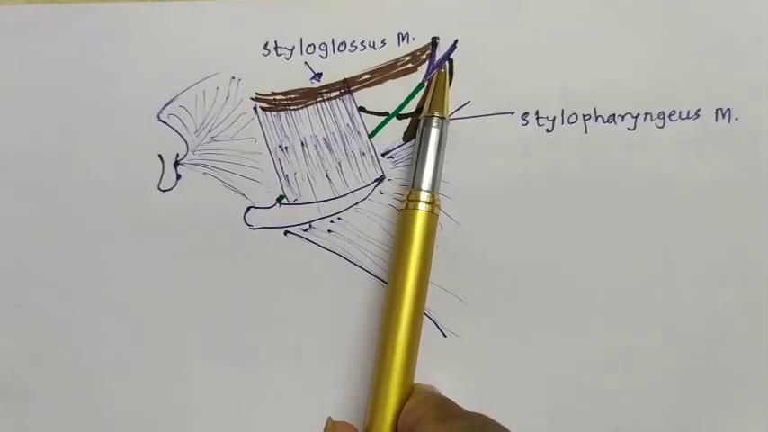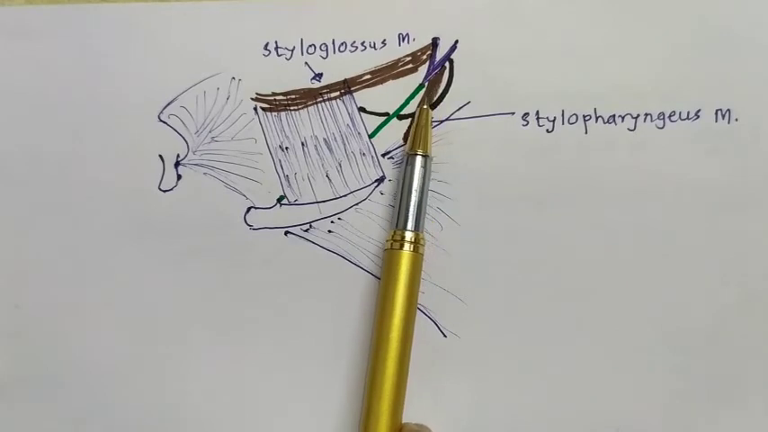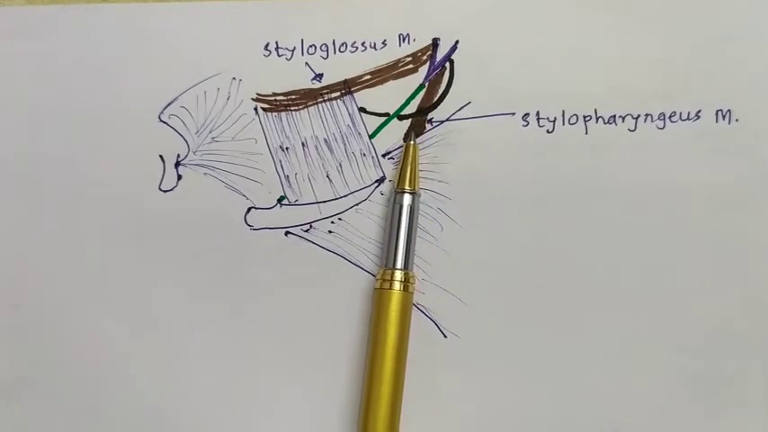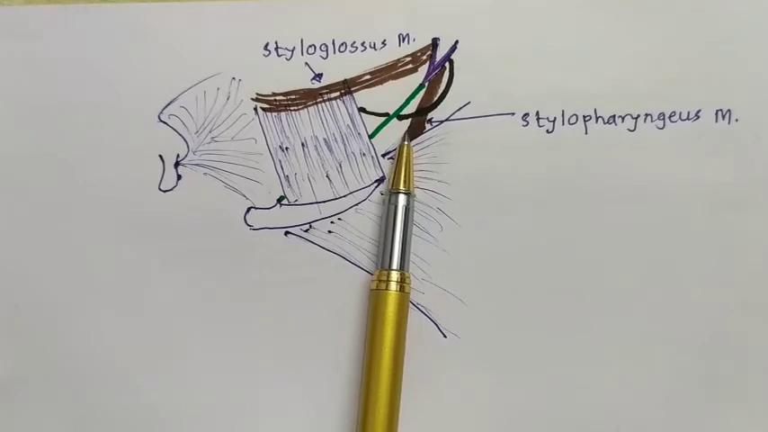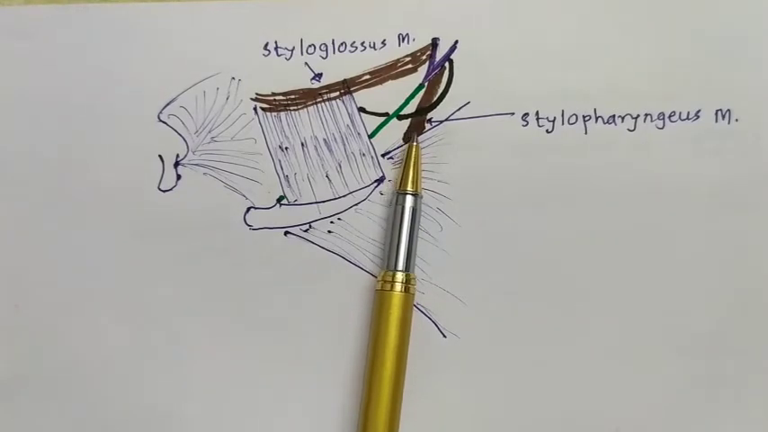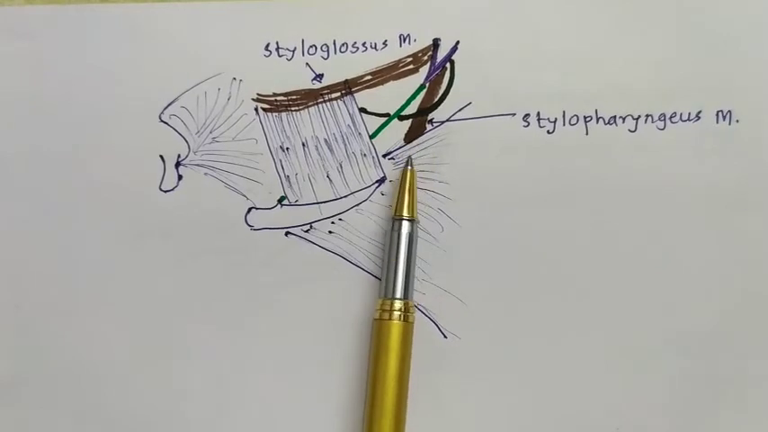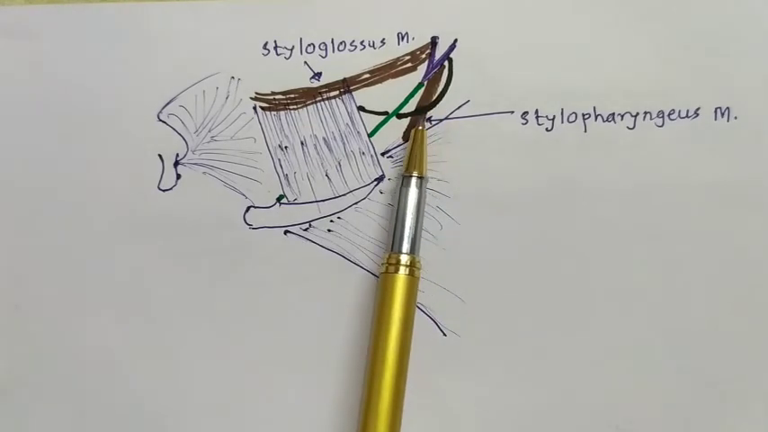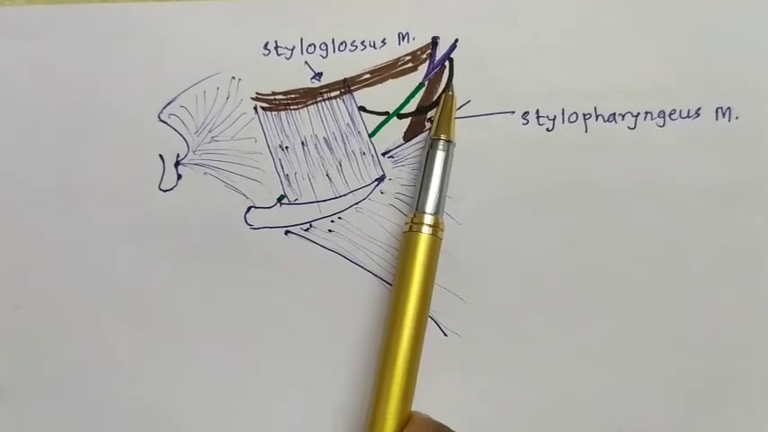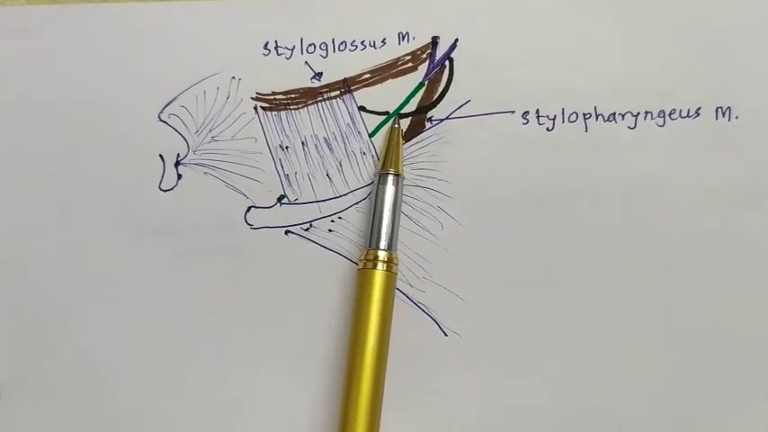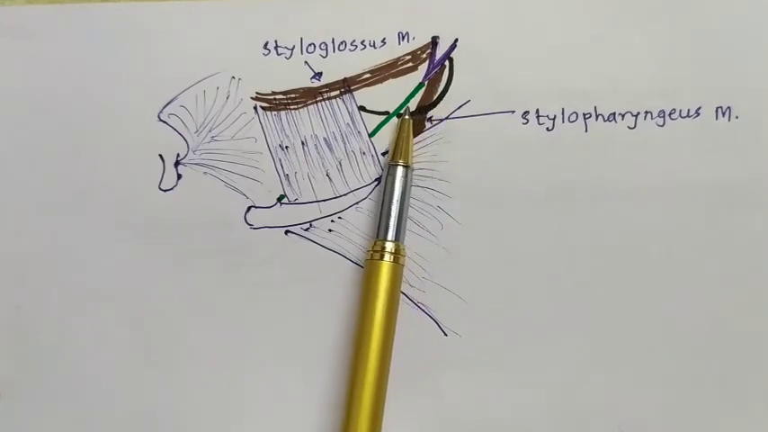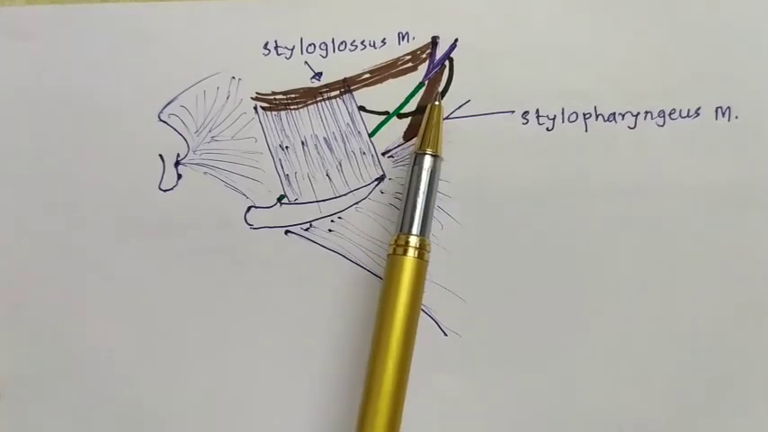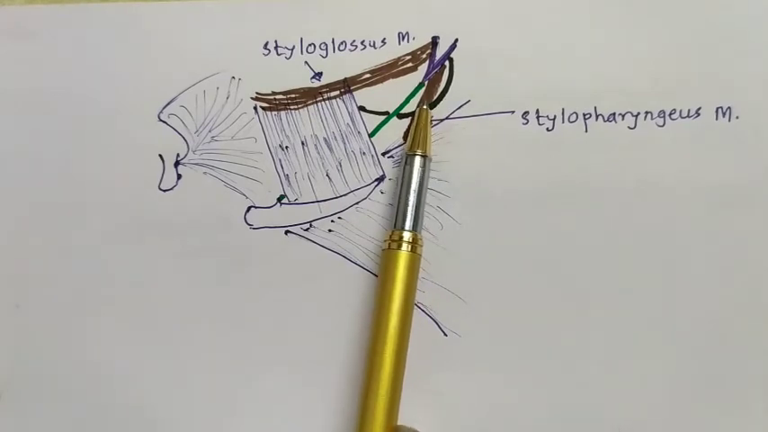The medial surface of styloid process gives origin to stylopharyngeus muscle. Stylopharyngeus is a muscle of pharynx. It enters in the pharynx between the superior constrictor and the middle constrictor. The stylopharyngeus muscle belongs to third pharyngeal arch. So it is supplied by glossopharyngeal nerve. The nerve of third arch is glossopharyngeal nerve. The glossopharyngeal nerve hooks around the stylopharyngeus muscle.